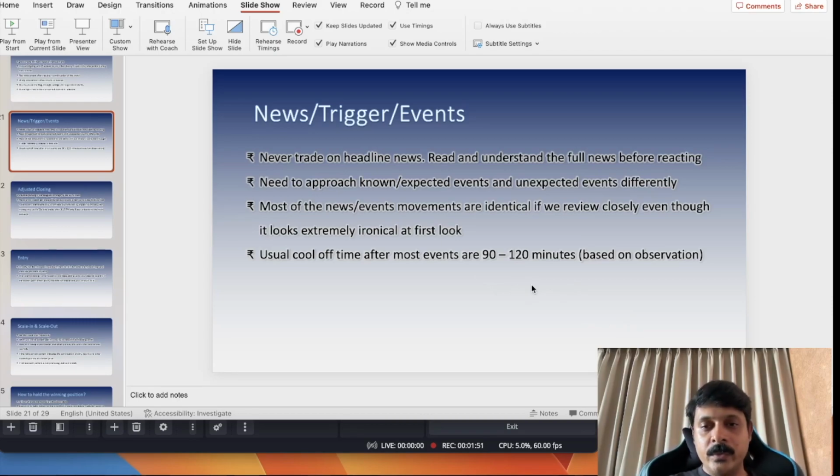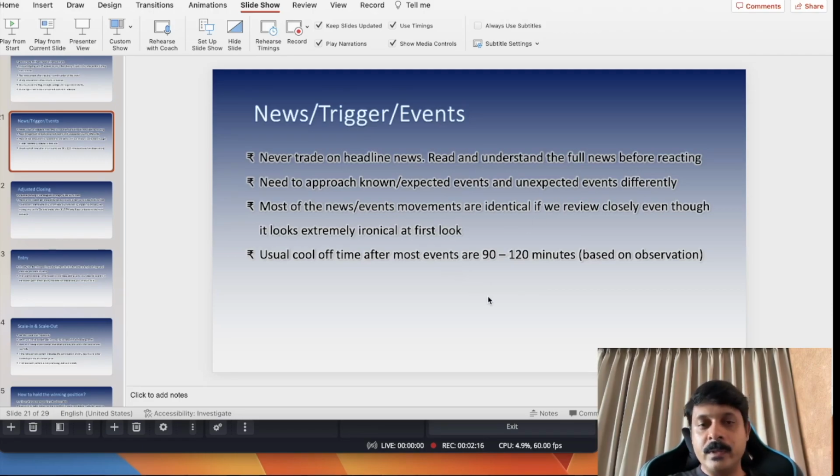And if it is overnight news, sometimes the first 1 to 2 hours it may chop around. Then after that, it starts giving a trending move. And after this 90 to 120 minutes, the trend can accelerate also. So this is one observation. And when you pay close attention, you will be able to understand that. Here also the positions are important.